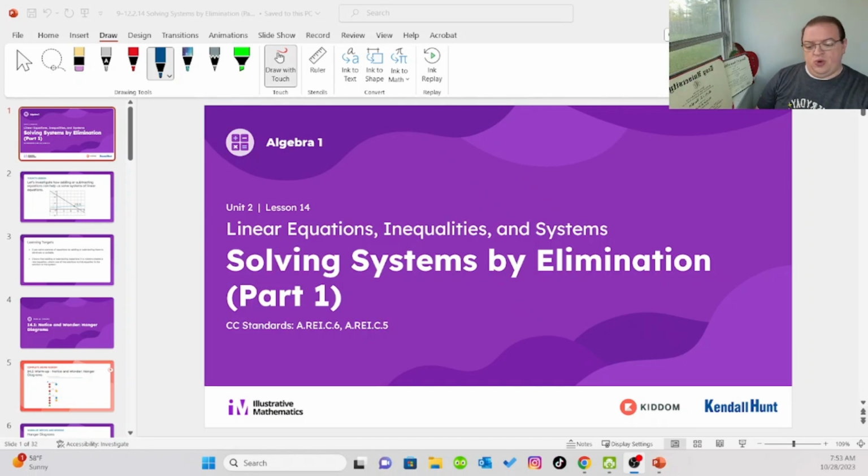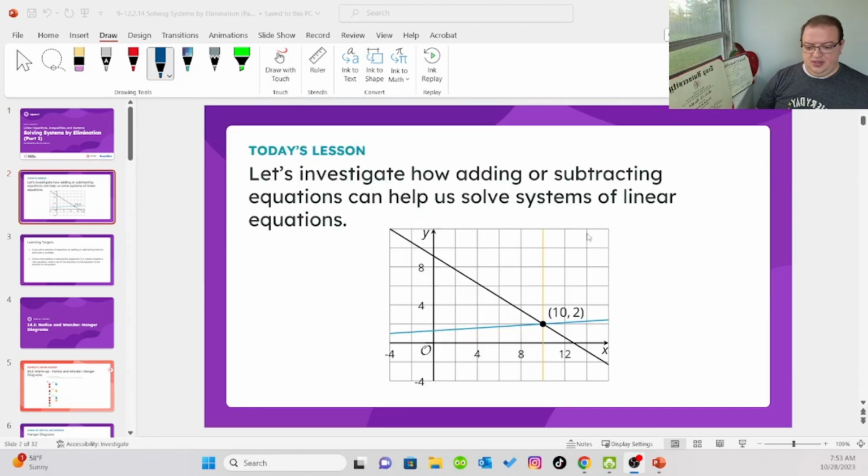Good morning. Welcome to Unit 2, Lesson 14, Solving Systems by Elimination, Part 1. In today's lesson, we're going to investigate how adding or subtracting equations can help us solve systems of linear equations.